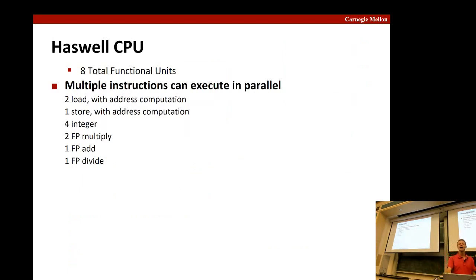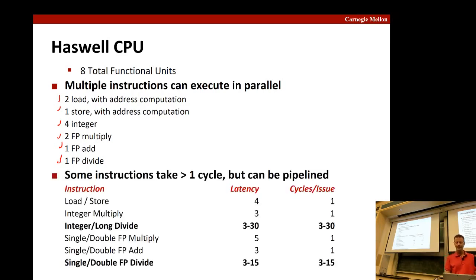So in particular, the Haswell CPU has 8 functional units: 2 loads, 1 store, 4 integer, 2 floating point multiply, 1 floating point add, and 1 floating point divide. And it has these latencies. So for instance, a load or store could take 4, integer multiply 3 as we've seen.